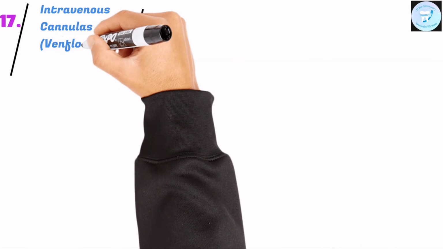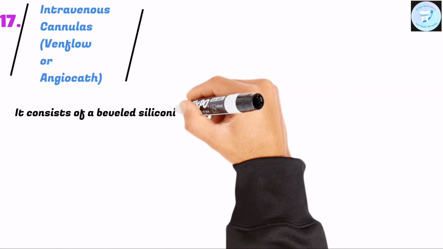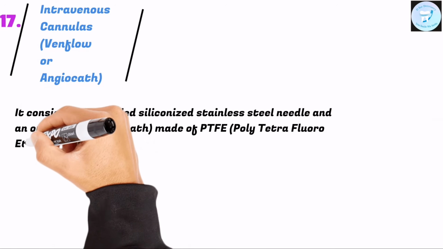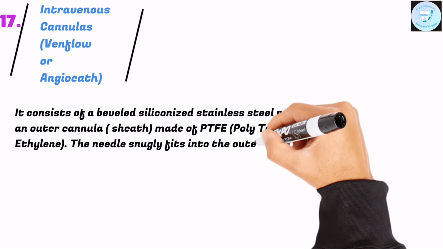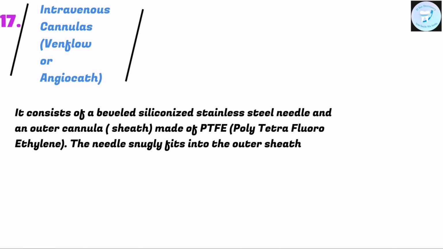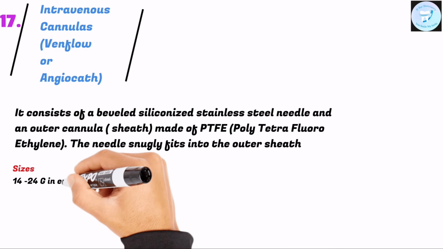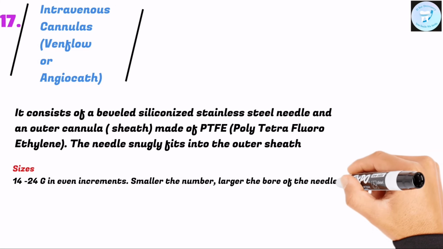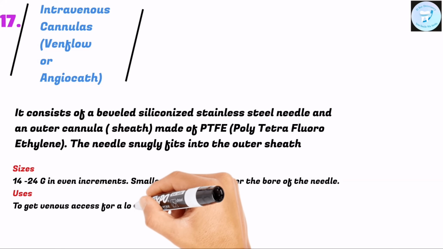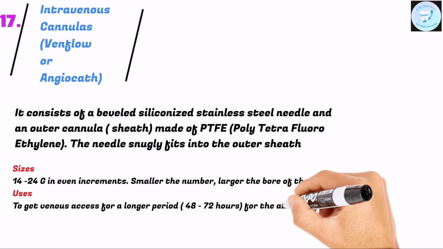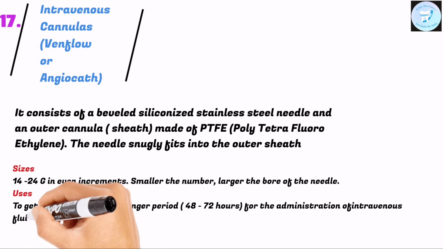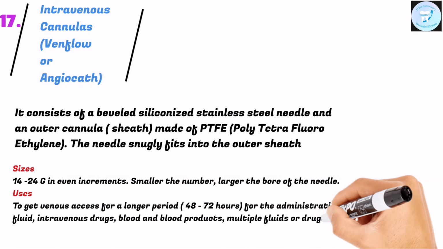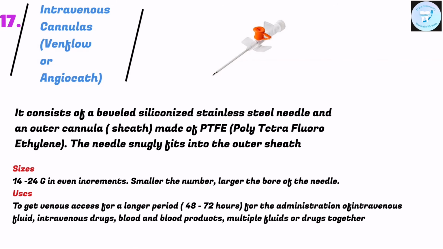17. Intravenous cannula. It consists of a beveled siliconized stainless steel needle and an outer cannula made up of PTFE. The needle snugly fits into the outer sheath. Sizes 14 to 24 gauge in even increments. The smaller the number, the larger the bore of the needle. Uses: to get venous access for a longer period, for the administration of intravenous fluid, intravenous drugs, blood and blood products, multiple fluids or drugs together.